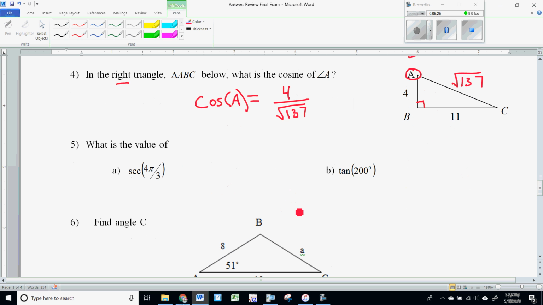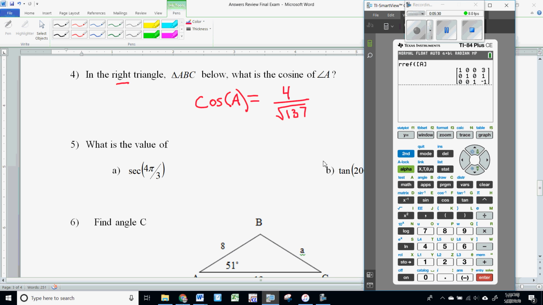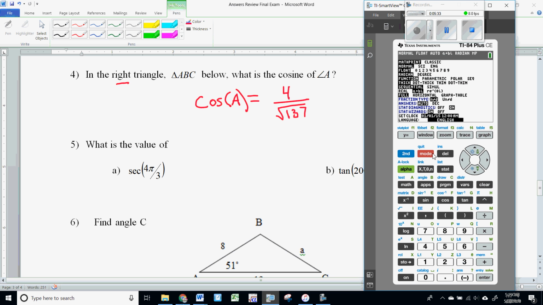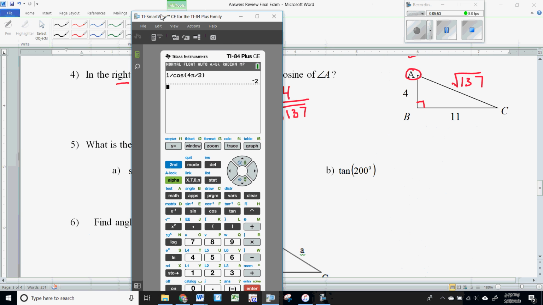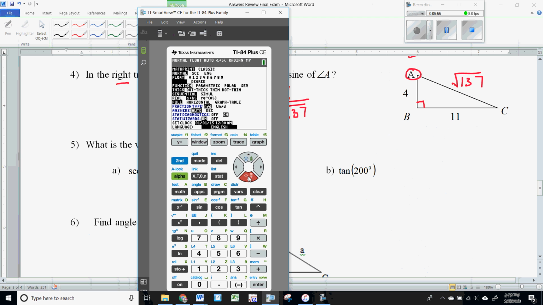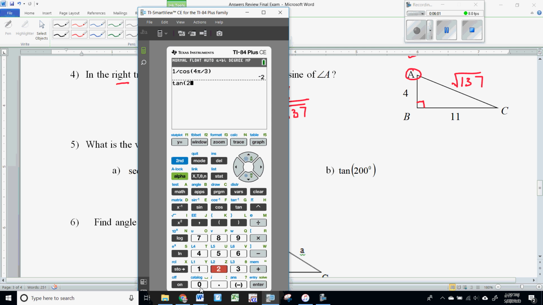Now, for these secant and tangent, we're going to do those on our calculator. So if you want to find the secant of 4π/3, remember you need to change your calculator mode to radians, which I have it in radians. And then remember secant is 1 divided by cosine of 4π/3. And we get -2. And then to do tangent of 200, we have to go back, change our calculator to degrees, and then we can do tangent of 200, and we get that.